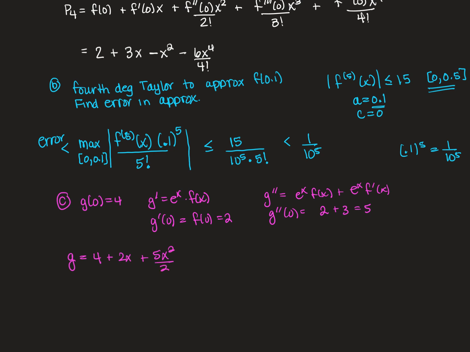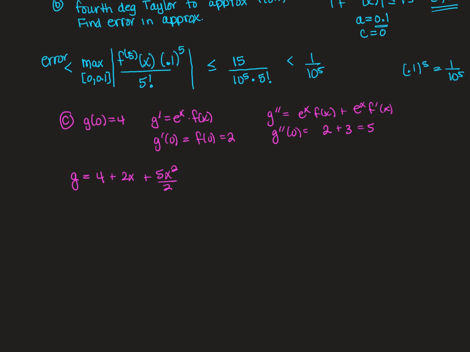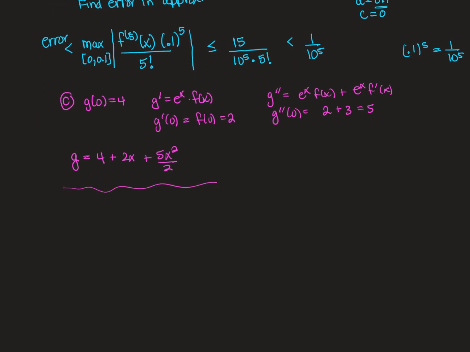So that's one way to do it, and that's not actually the way I saw it the first time. When I saw it, I approached it slightly differently. I looked at g prime, which is e to the x times f of x. And I went through and I figured out what e to the x was. e to the x was 1 plus x plus x squared over 2 factorial. The f of x, which we already had earlier, was 2 plus 3x minus x squared.